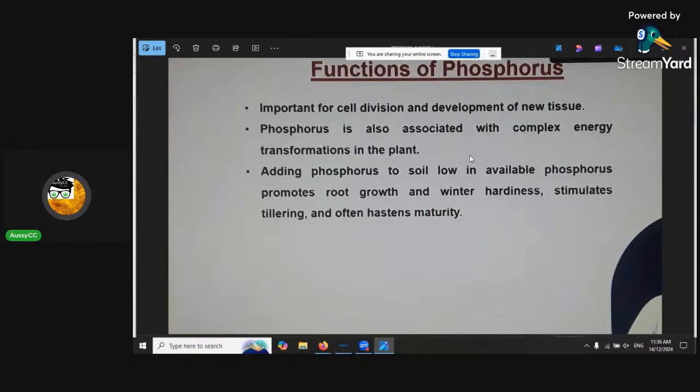Phosphorus is also associated with complex energy transformations in the plant. Adding phosphorus to soil low in available phosphorus, see that good word, available, promotes root growth and winter hardiness. It stimulates tillering and often hastens maturity.